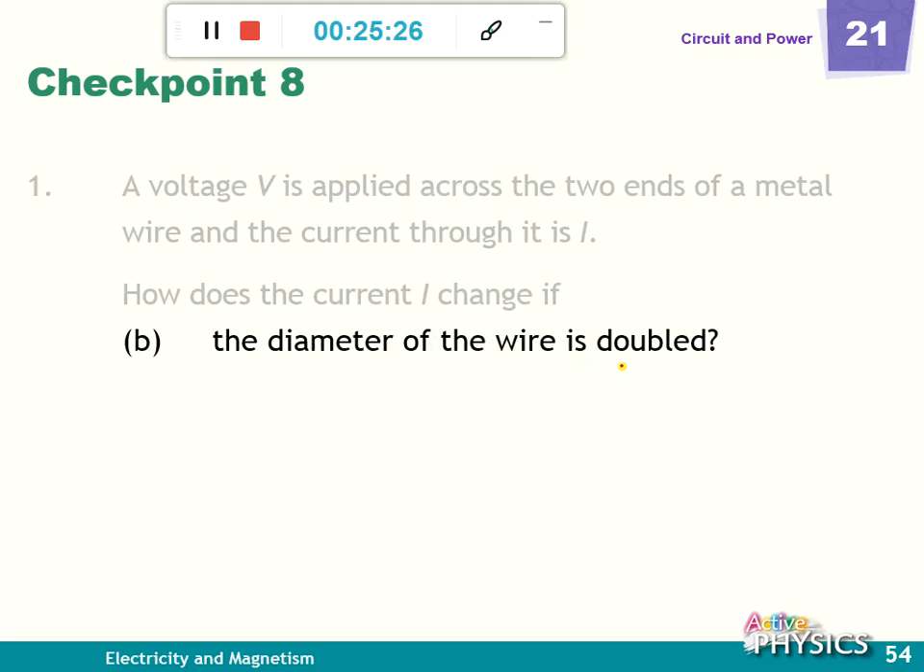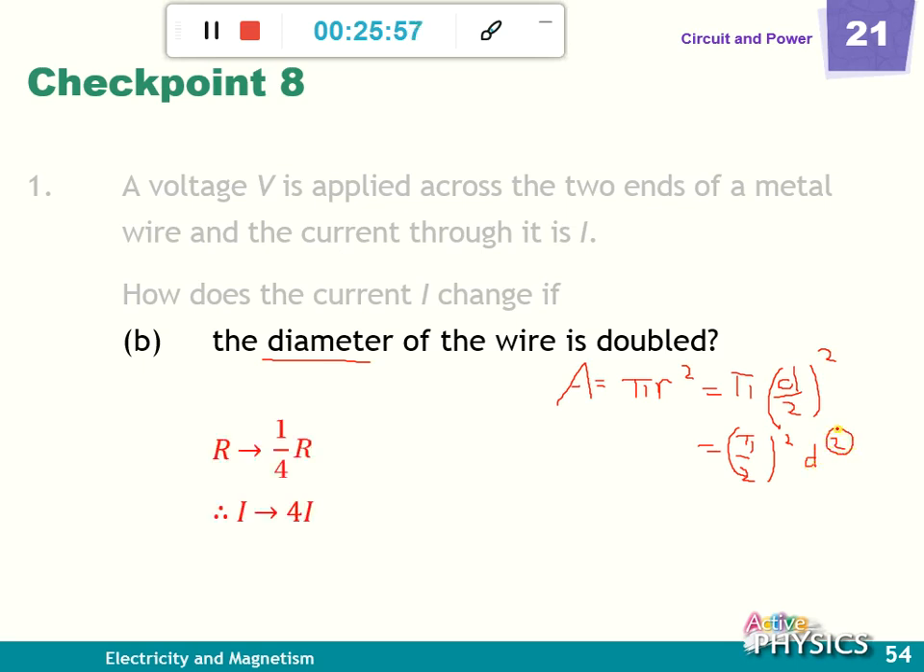Okay. How about part B? Diameter is double. Okay, pay attention. We will focus on area A. Area A, remember the formula should be pi r square, where r will be the radius. But now, diameter double. Radius should be d over 2. d over 2 will be the radius square. Okay, pay attention on it. And the common one will be this, d square. Pay attention on the square.